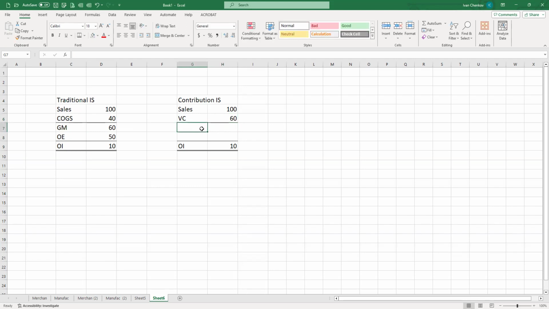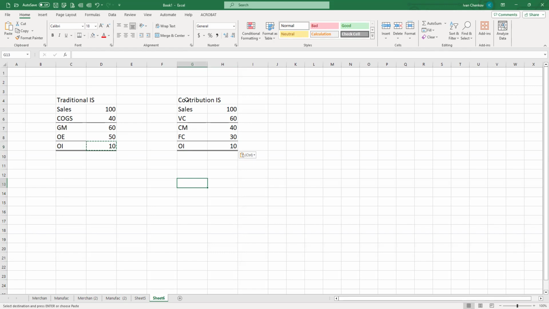That's going to give us now contribution margin. That's how we're going to call it. Now, in this case, contribution margin will be 100 minus 60, that's $40. And then we're going to have fixed cost, and fixed cost is 30. Our operating income, as you can see, is exactly the same.